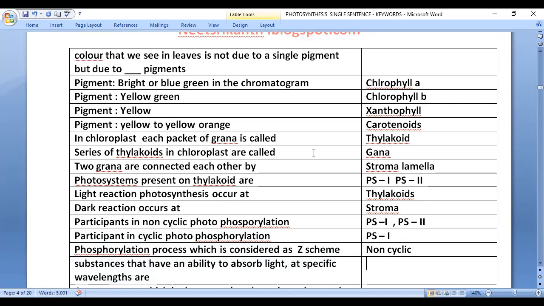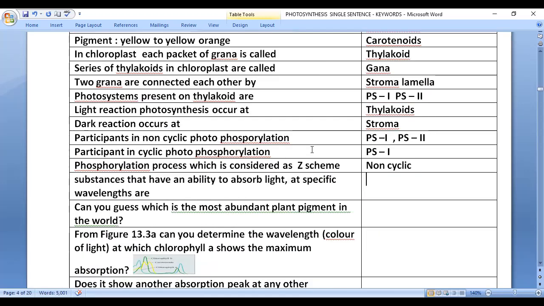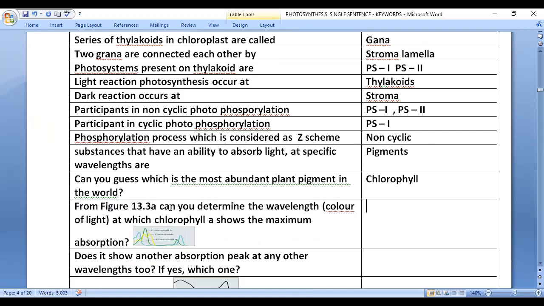Substances that have an ability to absorb light at specific wavelengths are pigments. Can you guess which is the most abundant plant pigment in the world? Chlorophyll. From the figure, can you determine the wavelength or color of light at which chlorophyll A shows maximum absorption? Blue. Does it show another absorption peak at any other wavelength too? If yes, which one? Red.